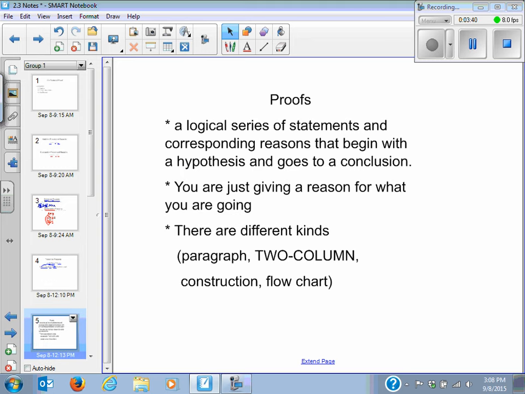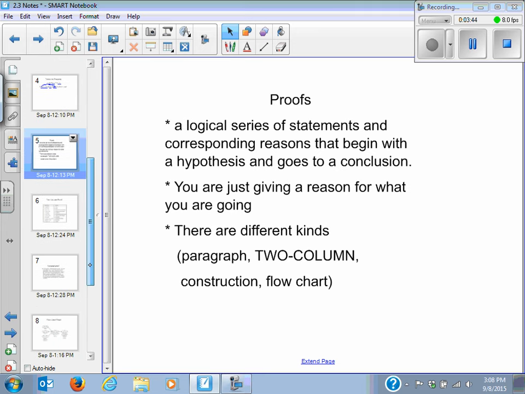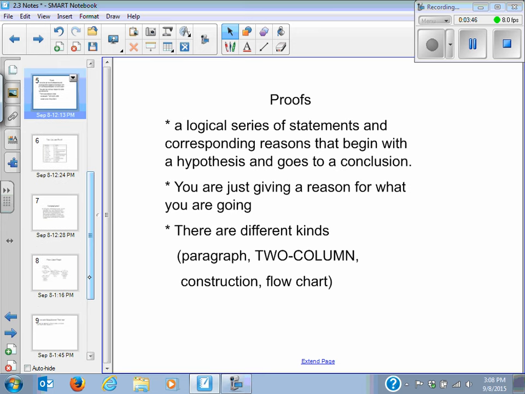Proofs. This is where we get into some of the things that geometry we will be using throughout the entire year. There's different types of them. It's a logical series of statements and corresponding reasons that begin with a hypothesis and go to a conclusion. And anytime you're in a proof, you're starting at that hypothesis and working your way to an end, but you're just telling them the reason you're doing what you were doing.